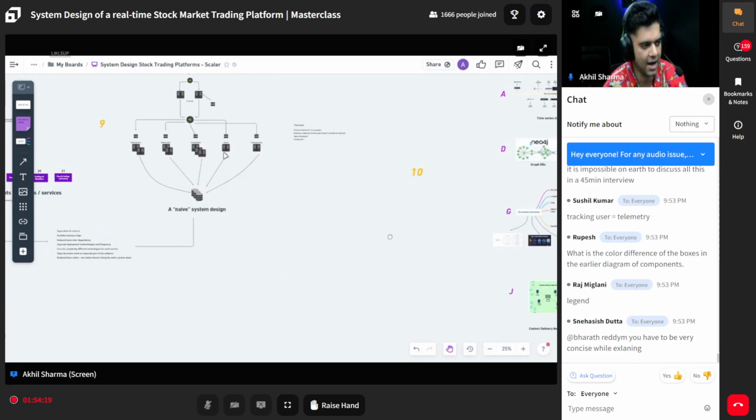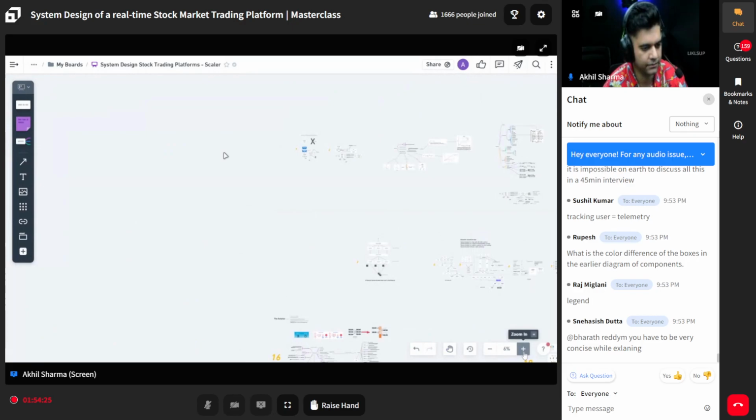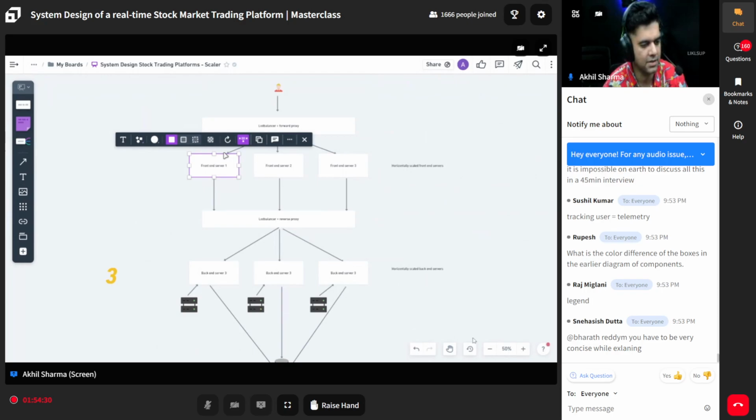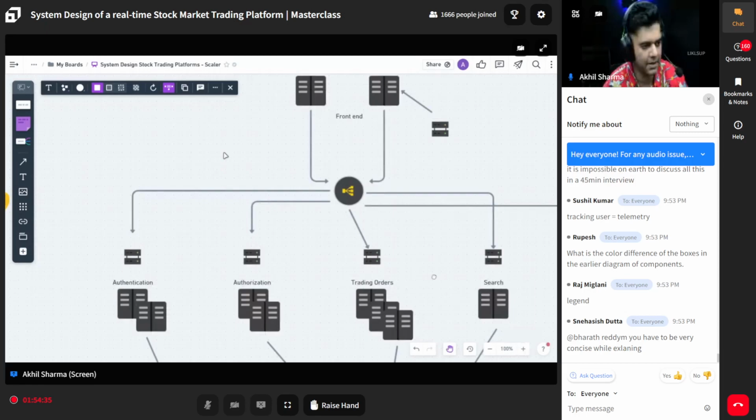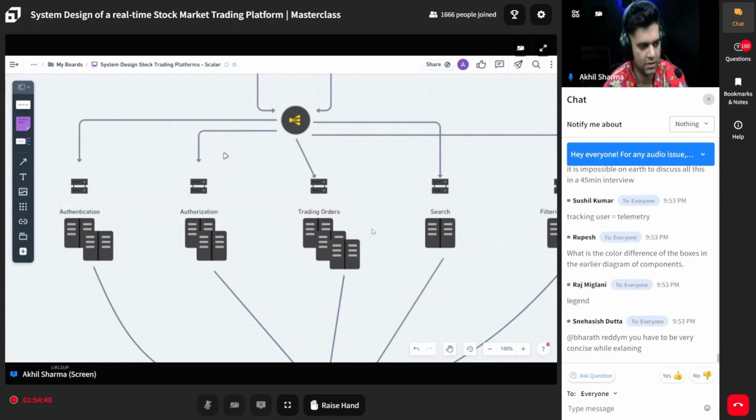If you saw in point number three, we had just front-end servers and back-end servers. That's it. We didn't have separation based on business logic. But now we have separation based on business logic. We know that authentication servers are different, authorization services are different, trading order servers are different, and search servers are different, and so on. And all of these servers have their own caches here.